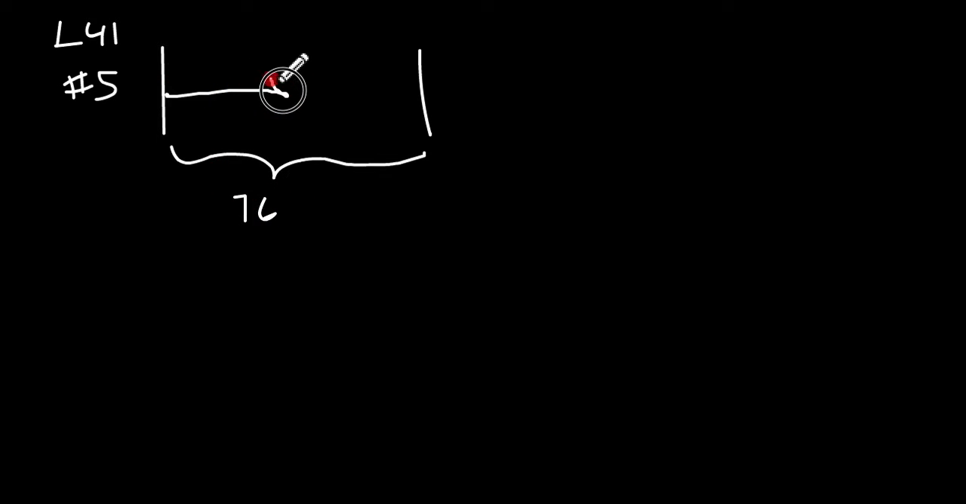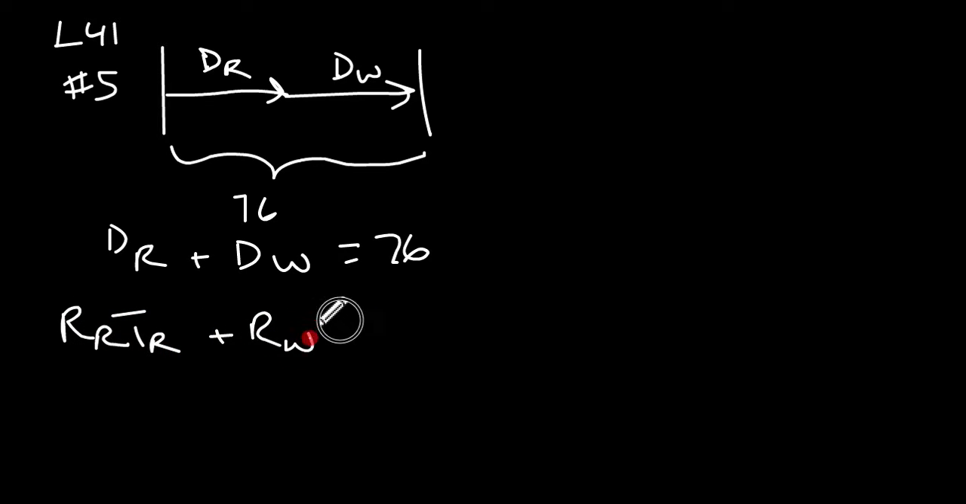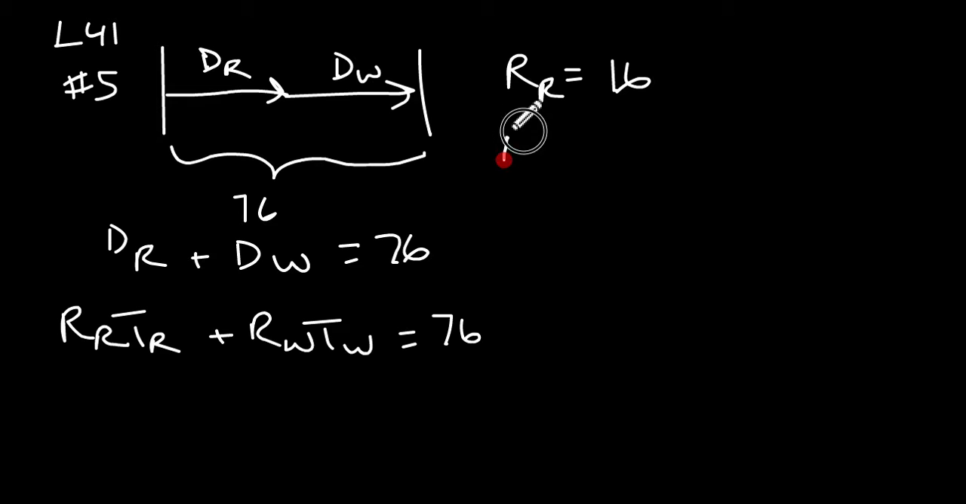So this is the distance that they rode, and this is the distance that they walked. So our equation is going to be distance rode plus distance walked equals 76. Distance equals rate times time. Rate walking, time walking equals 76. We know the rate riding is 16 and the rate walking was 4.